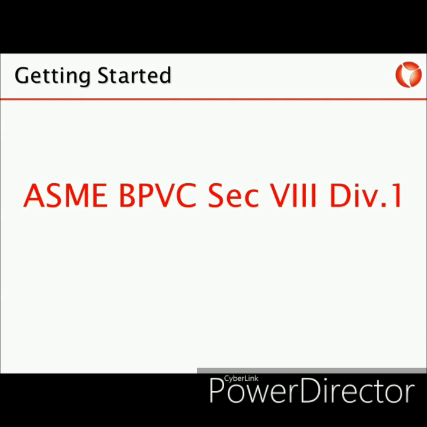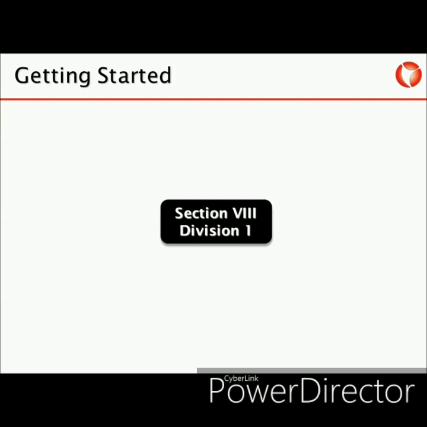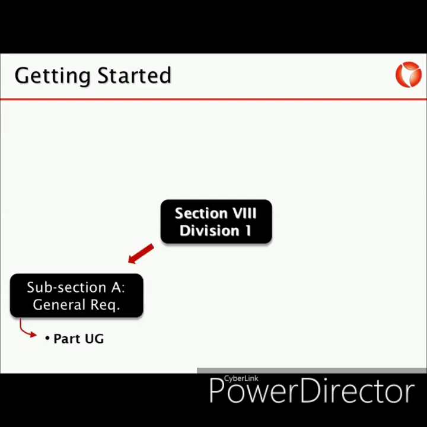In this course, we will focus on ASME Code Section 8 Division 1. The organization of the code follows the structure shown in the next slide. It has three main subsections. Subsection A, General Requirements, where the most used part within this section is Part UG, General Requirements for all construction methods and all materials.